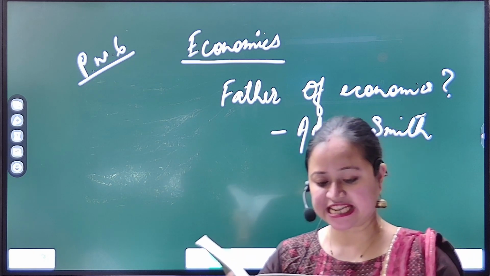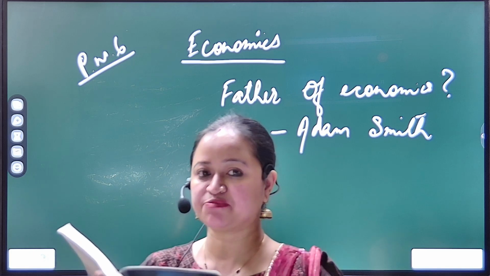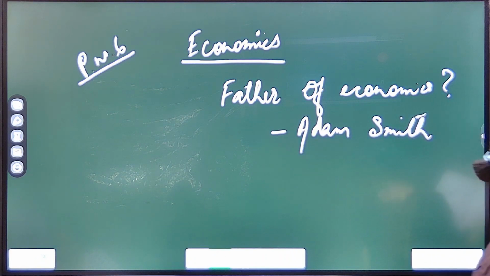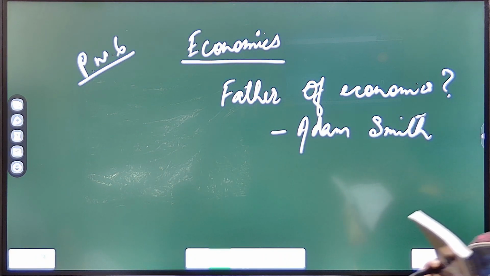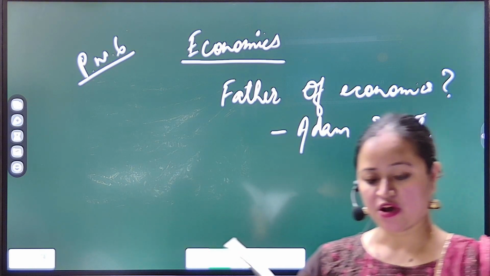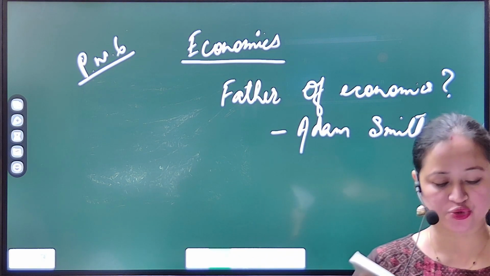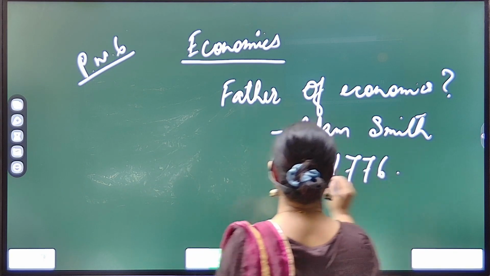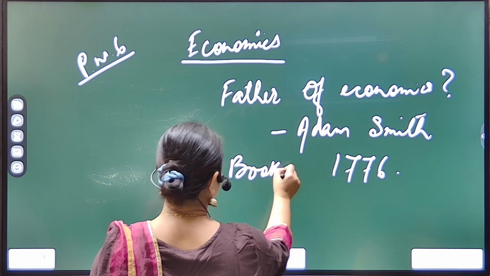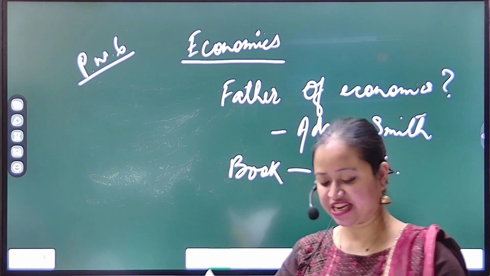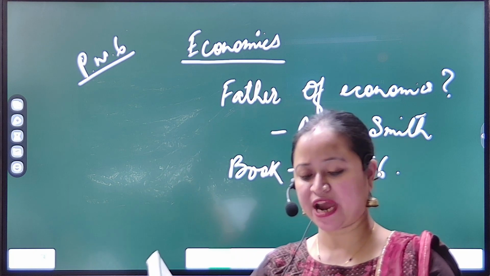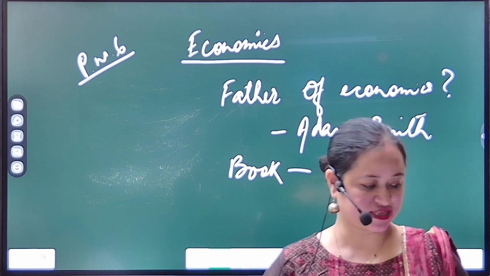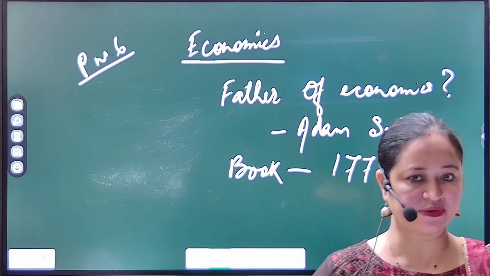And again, the next line, you can see the name of the book written by Adam Smith. The question is, what is the name of the book that is written by Adam Smith? So you have to write An Inquiry into the Nature and Causes of Wealth of Nations, and you write down the year also, that is 1776. So the name of the book is An Inquiry into the Nature and Causes of Wealth of Nations. Yeah, it's in page number 6.